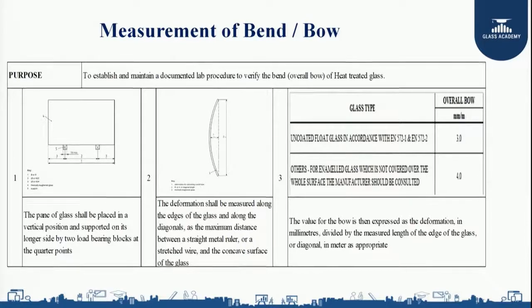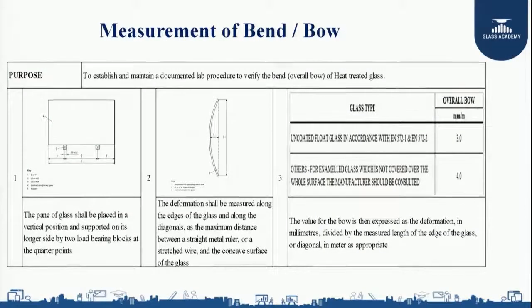Next, the deformation shall be measured along the edges of the glass and along the diagonals as the maximum distance between a straight metal ruler or a stretched wire and the concave surface of the glass. If you see in the figure, if my glass has bend or bow, I measure with a straight edge and use a taper gauge. When I insert the taper gauge between the glass and the straight ruler, if I find a gap, that is my bend. That is how I am going to measure.